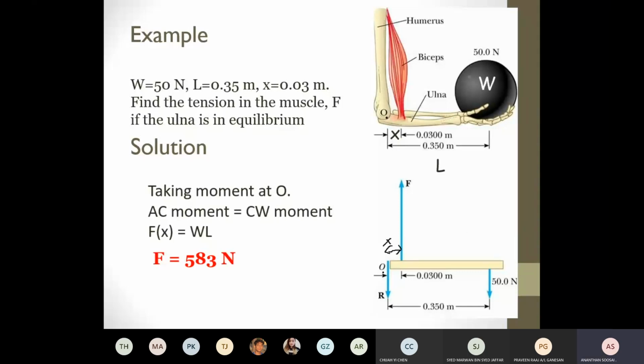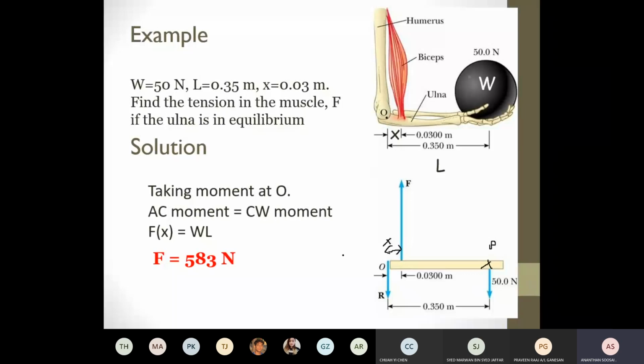If you don't take moment about the pivot, say you take moment about the point where the 50 is, treating it as a pivot point, what problem do we face? F times this distance equals R times 0.350. Now we have two unknowns. We don't know R and we don't know F, so we can't find F because R appears. That's why, to eliminate R, you better take moment about the pivot. So R won't appear. Clear? No problem so far. Pivot given, take moment about the pivot.